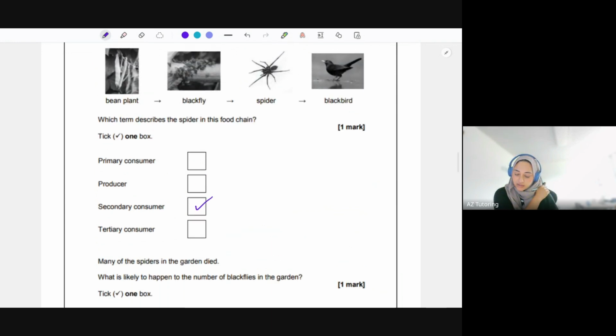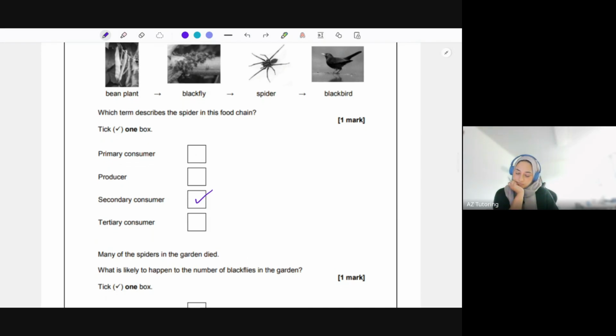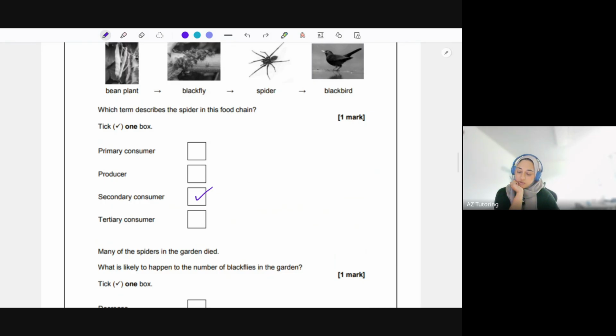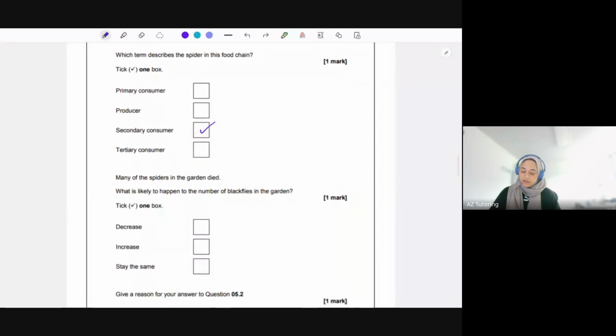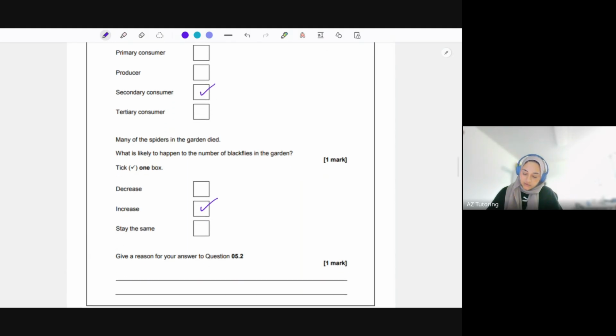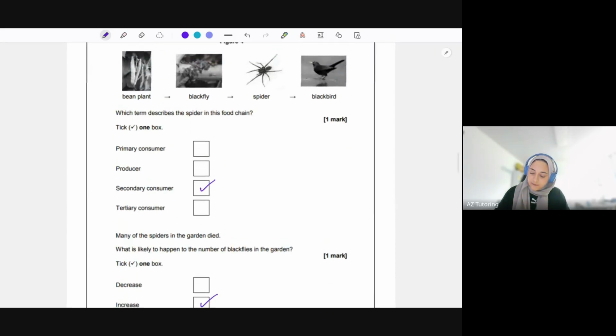It says many of the spiders in the garden died. So this part of the food chain was getting affected. What is likely to happen to the number of black flies in the garden? Well, if there's no spiders to eat them, the black flies are not decreasing, so the black flies would increase. Give a reason for your answer: because there's no spiders to eat the black flies.